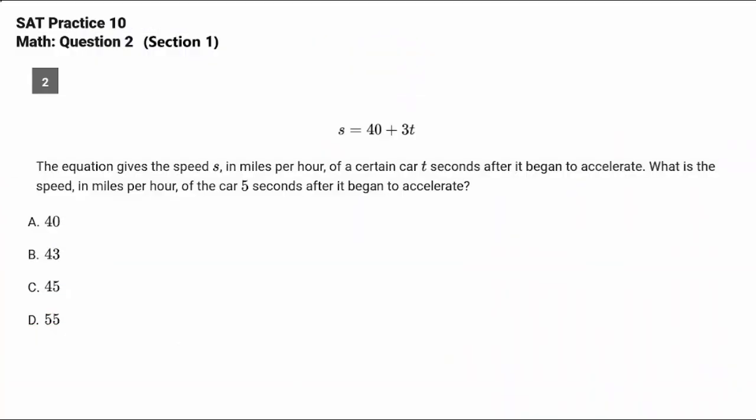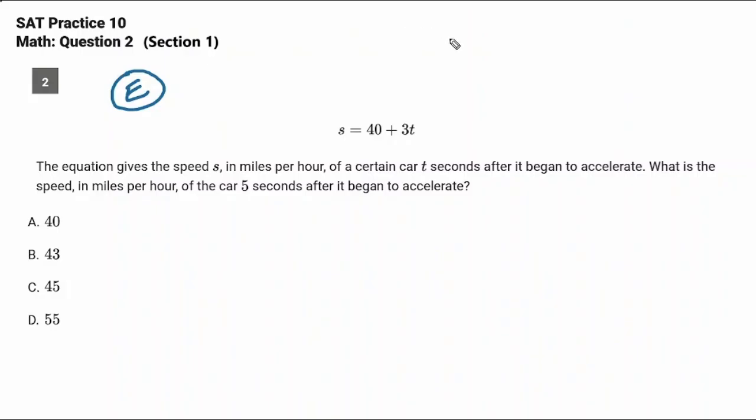We're on SAT Practice Test 10, Math Section 1, Question 2. What's the level of difficulty here? It's very easy. Remember, the first 7 or 8 questions on Section 1 are always incredibly easy. You got this equation. The equation gives the speed s in miles per hour of a certain car t seconds after it began to accelerate. What's the speed in miles per hour of the car 5 seconds after it began to accelerate?